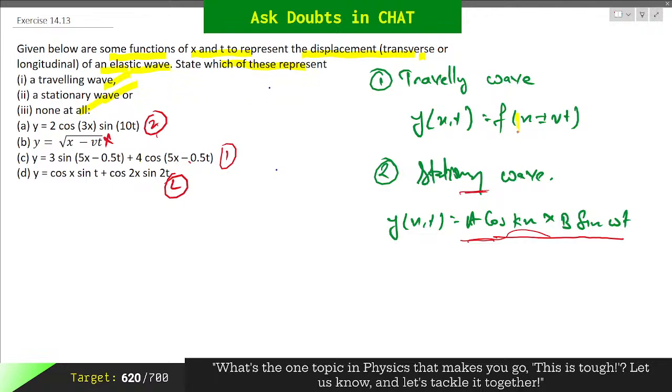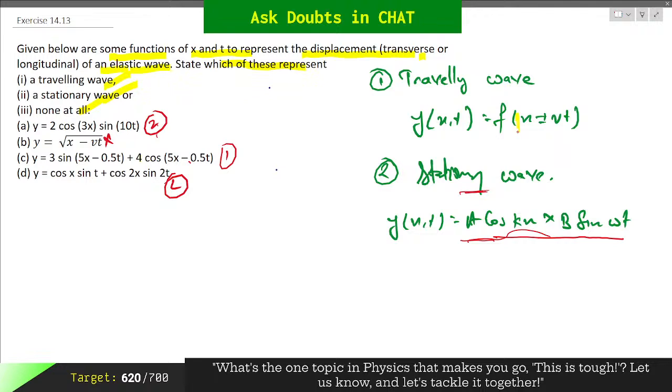Now in the first relation we can see that it resembles the stationary wave form, so we can say that it is a stationary wave equation. The second form doesn't represent any waveform, so we can easily say that it is not at all a wave equation. The third function is y equals 3 sin(5x minus 0.5t) plus 4 cos(5x minus 0.5t). It is having the same phase, so we can use a trigonometric identity to make it resemble the first equation of a traveling wave, so we can say that it is a traveling wave. And the fourth option is y equals cos x sin t plus cos 2x sin 2t.